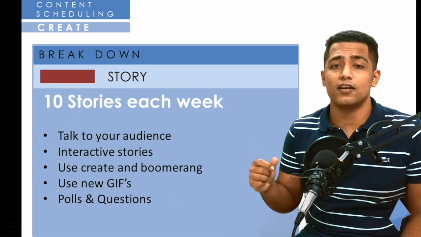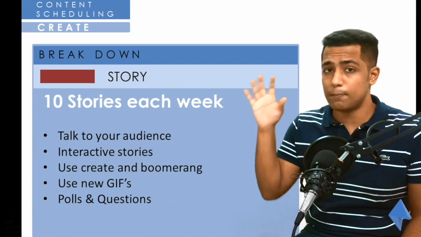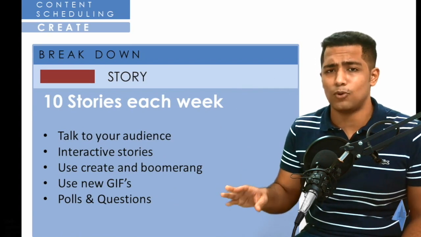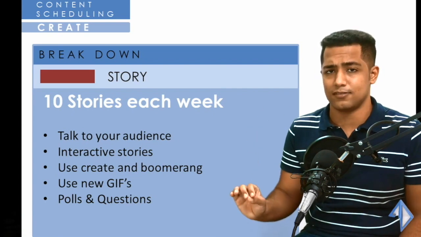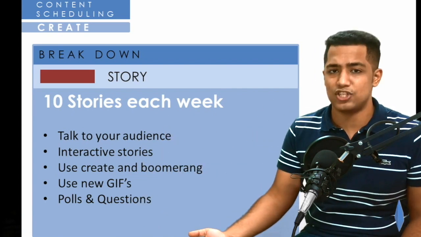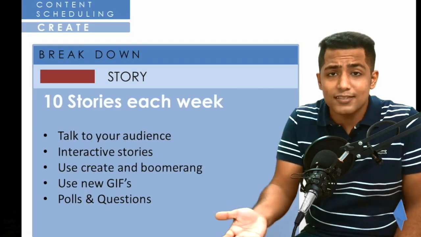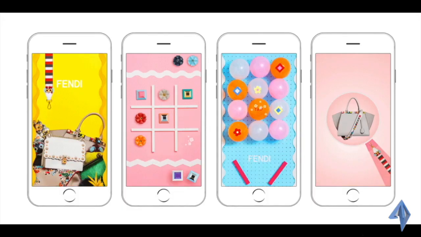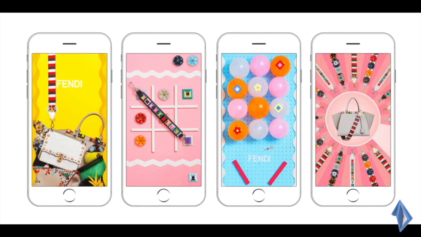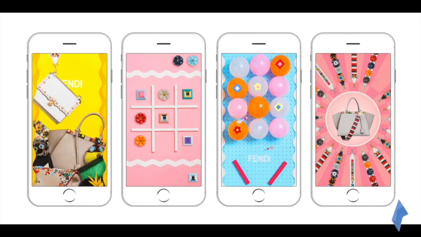The next over here is 10 stories each week, because we broke it down. So now it's not 25 anymore. It's just 10 new stories. The rest of them will be coming from IGTV. Here you can talk to your audience, put out some interactive stories. Stories can be created right on the spot because Instagram gives you so many different things to do it, and we'll be seeing how we do that as well.